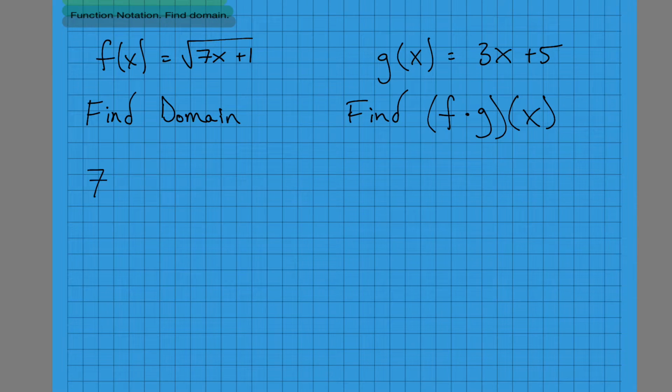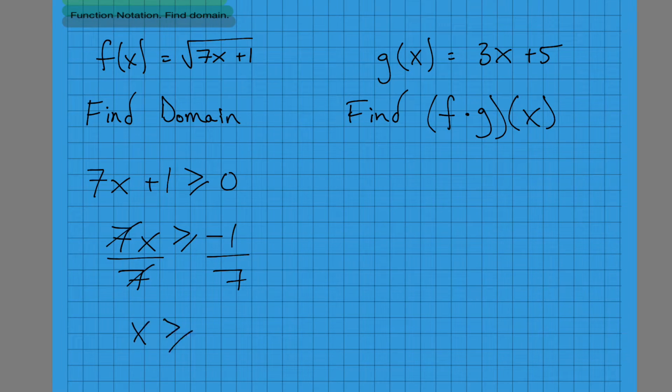0. So we say 7x plus 1 is greater than or equal to 0. 7x is greater than or equal to negative 1, simply subtracting 1 from both sides. Now dividing by 7 on both sides, this cancels out. We have x is greater than or equal to negative 1 over 7. So we're going to say our domain is from square bracket negative 1 over 7 to positive infinity. Infinity gets the round bracket.